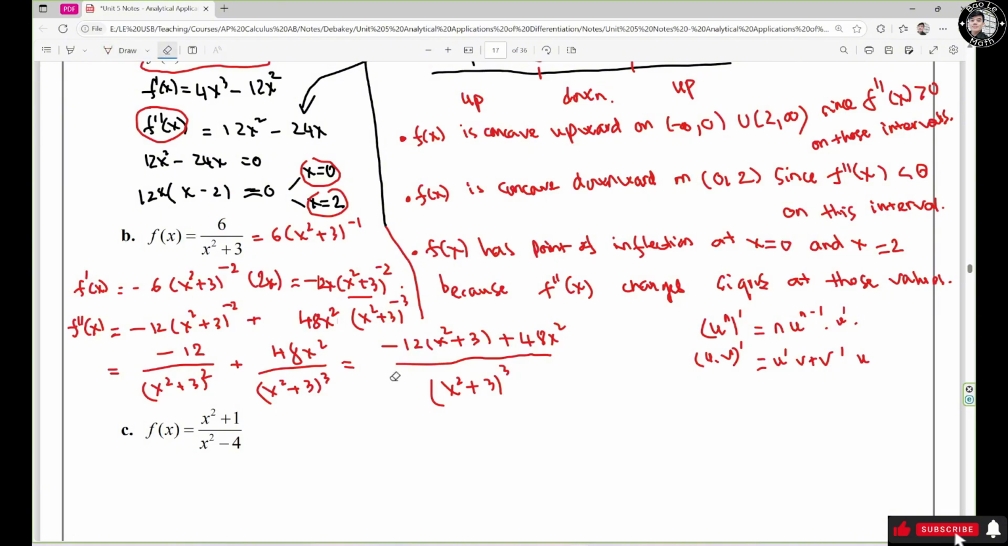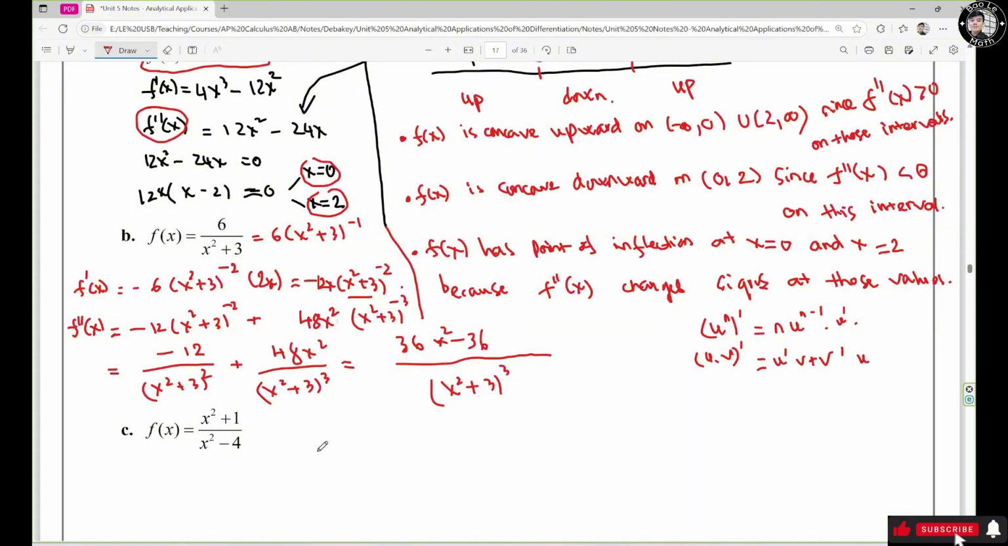Now I need to simplify the top, so I distribute negative 12, right? So it turns out to be negative 12s squared, right? And negative 12 times 3 is going to be negative 36, right? Alright, now I need to simplify 48 subtract 12 is going to be 36, right? So this guy turns out to be 36s squared. Alright, now I need to find the zeros of the second derivative, right?